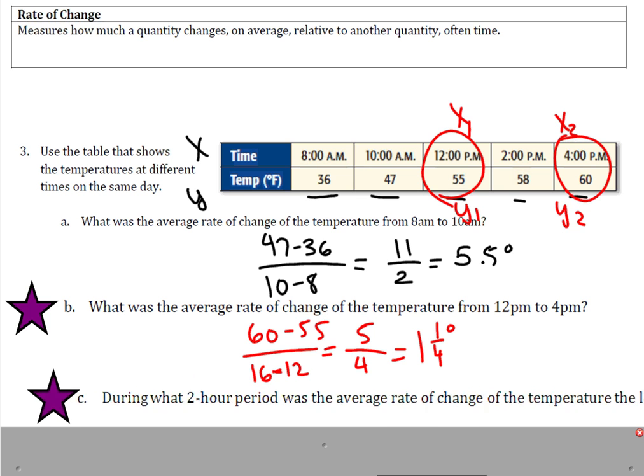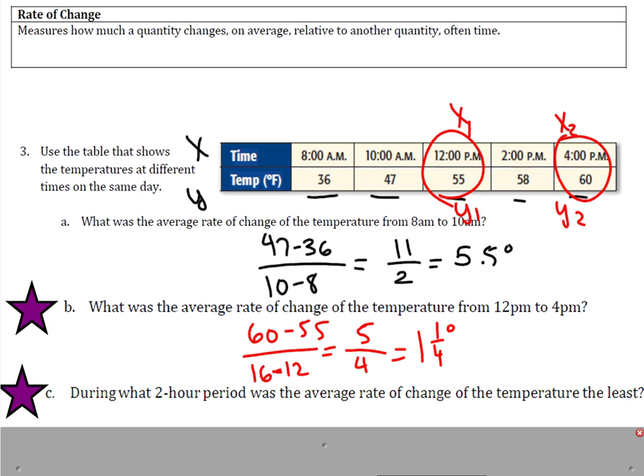Last one, during what 2-hour period was the average rate of change the least? Just looking at every 2 hours, where was the rate of change the least? So where was the least amount of change? I would say this one right here. I would say from 2 to 4 p.m.